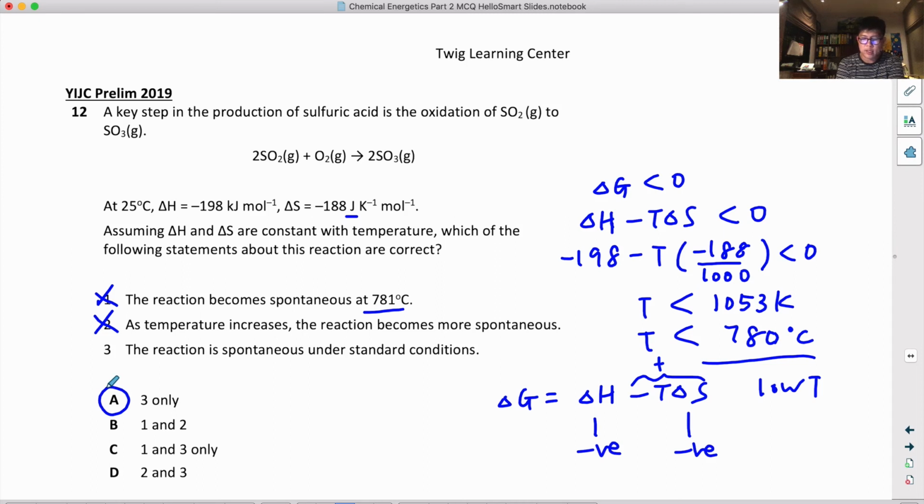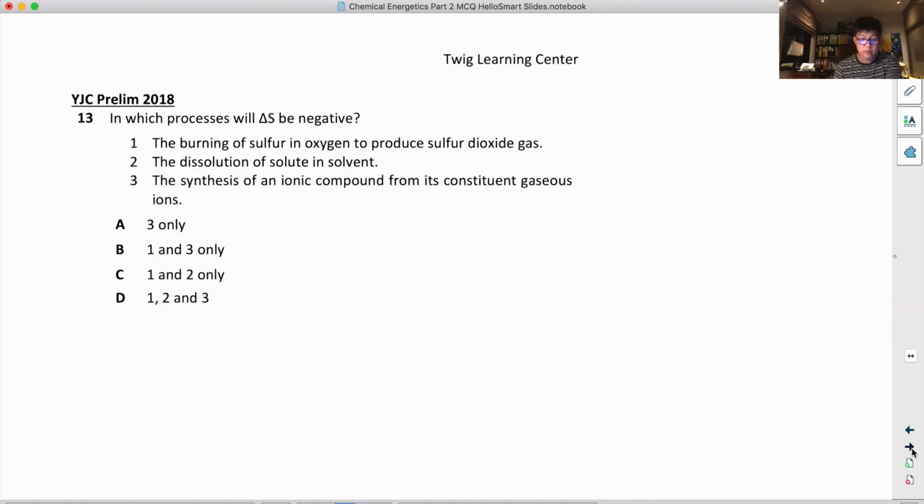The reaction is spontaneous under standard condition. You notice if temperature is less than 1053 Kelvin, the reaction is spontaneous, and of course standard condition is 298 Kelvin. Yes, it will surely be spontaneous because it's less than 1053 Kelvin. So 3 is the only answer, A. Let's look at the next question.